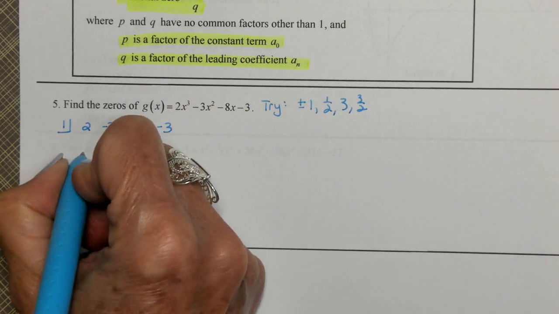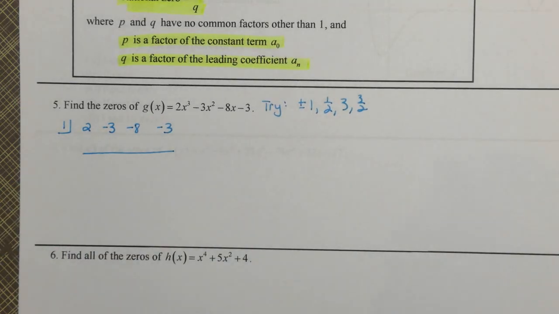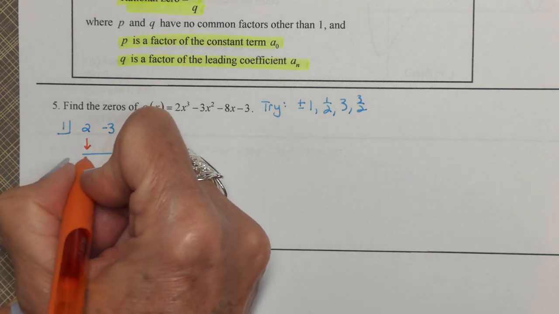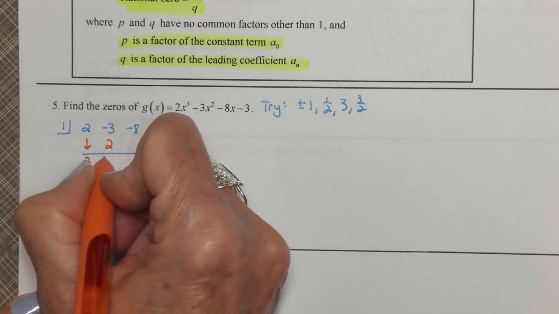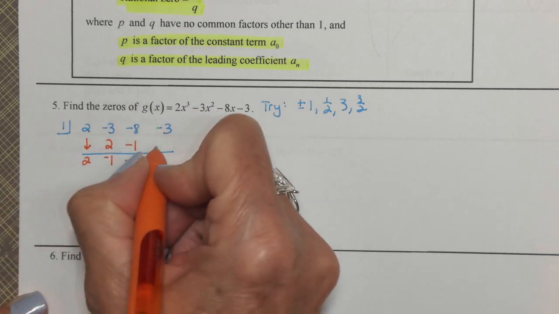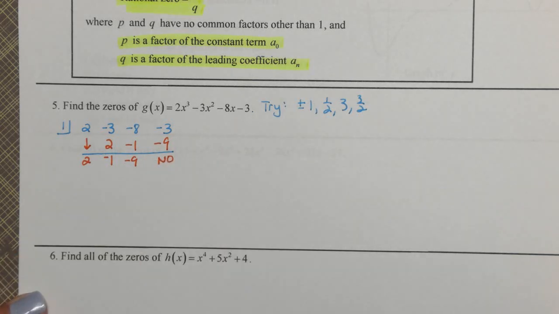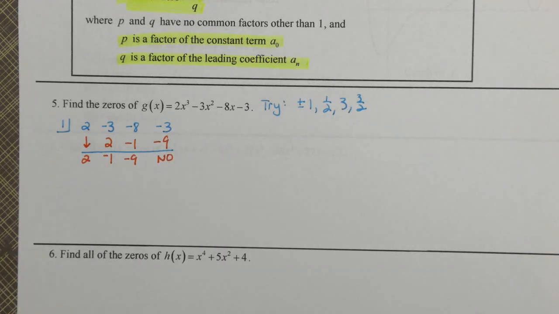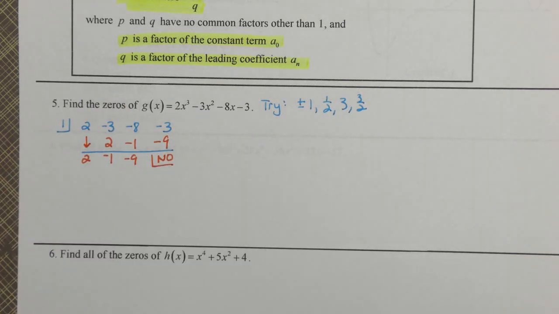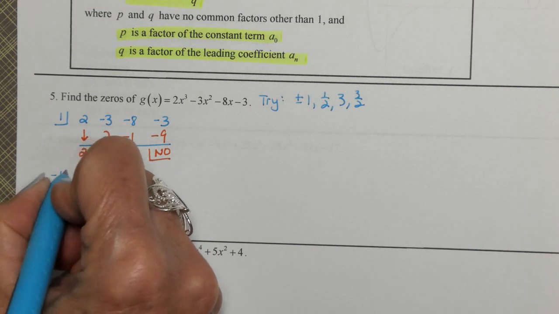We will get very good at synthetic division in this section. Okay, make sure I copy these down right. All right. Bring down your 2, multiply and add, multiply and add, multiply and add, not 0, so I'm not even going to bother writing negative 12. I just know that this is not a 0. Okay, I'm now going to try negative 1.